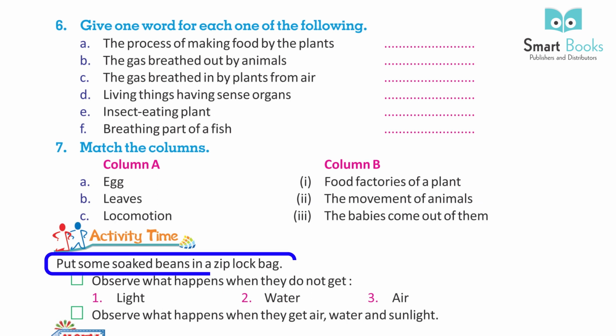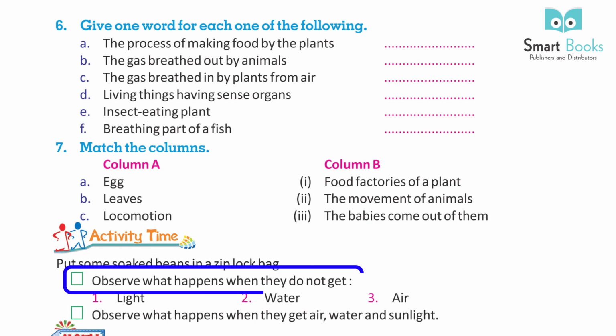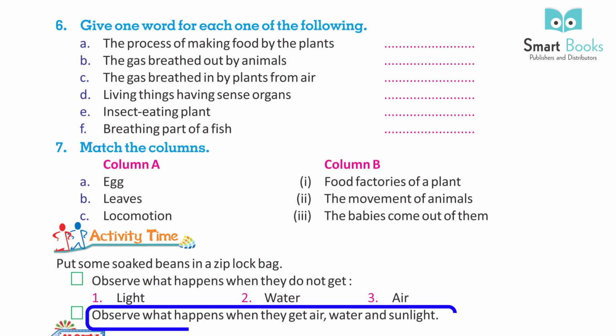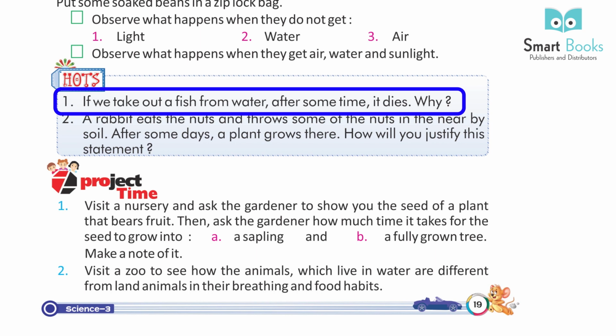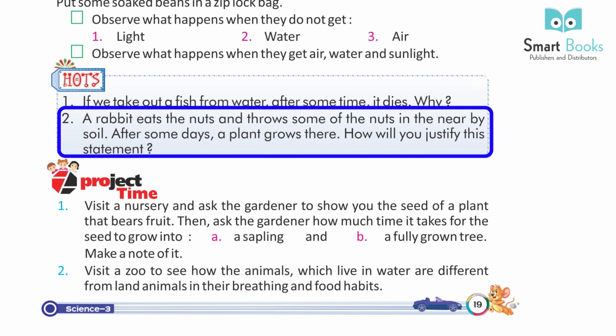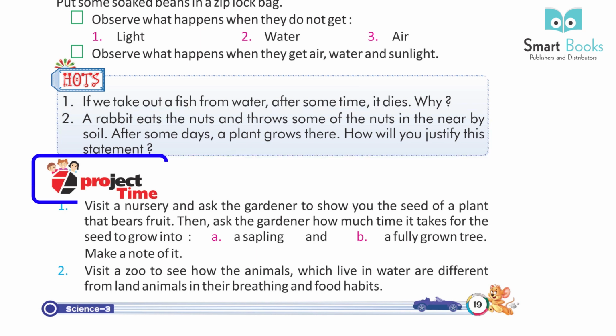Activity time. Put some soaked beans in a Ziploc bag. Observe what happens when they do not get 1. light, 2. water, 3. air. Observe what happens when they get air, water and sunlight. Thoughts. 1. If we take out a fish from water, after some time it dies. Why? 2. A rabbit eats the nut and throws some of the nuts in the nearby soil. After some days, a plant grows there. How will you justify the statement?